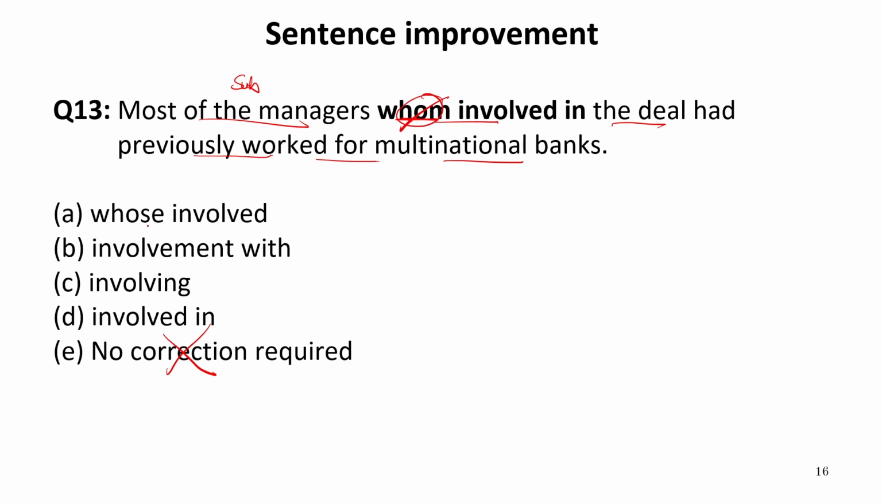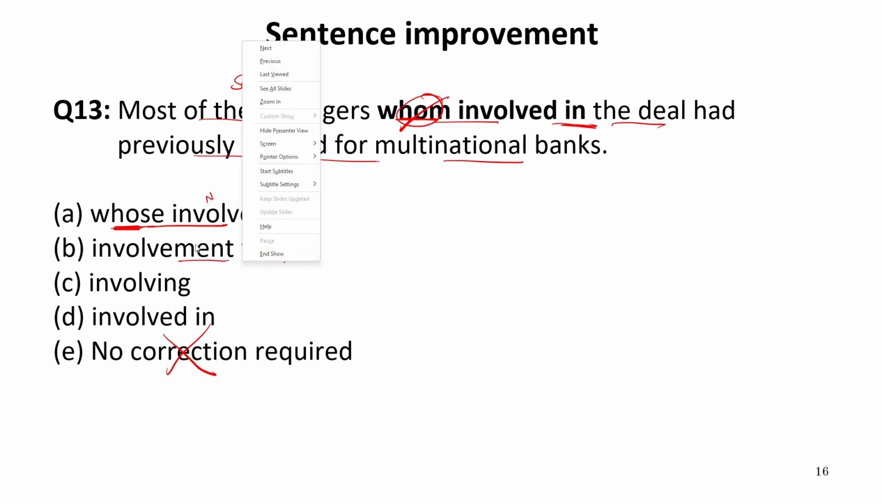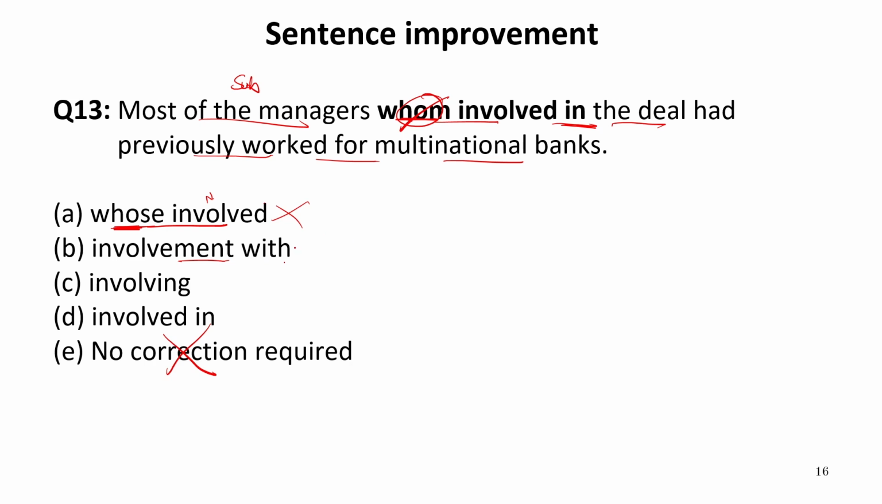In the first option, it is written who's involved. Now, involved is past participle and whose is a possessive case. If there had been a noun, we could use whose, like whose involvement. Now, in is also in bold. So this cannot be the answer. A is not correct. Involvement with. Now, involvement with is again incorrect because we cannot have with as a preposition over here. Most of the managers' involvement with, and involvement is also not suitable.